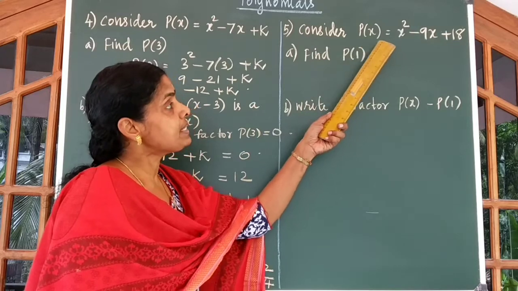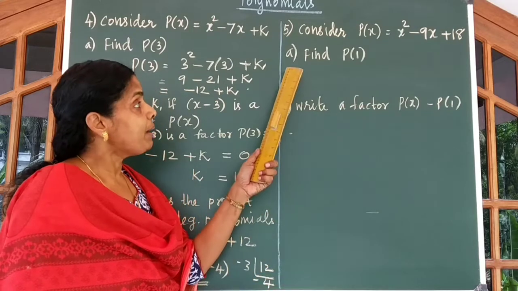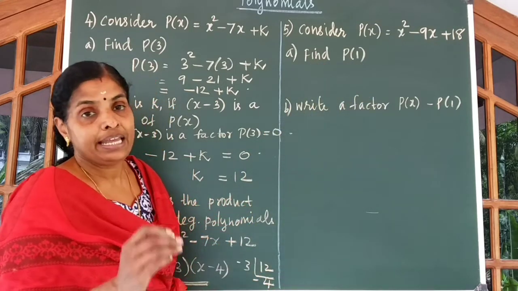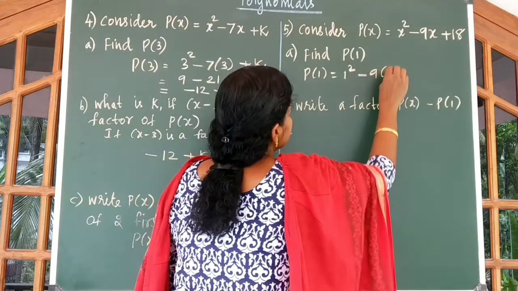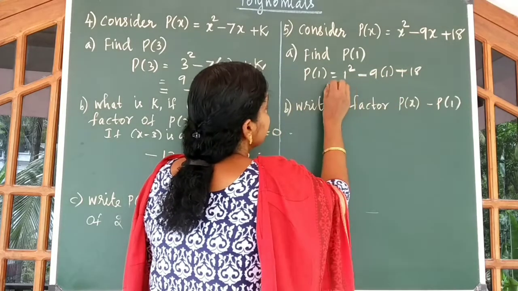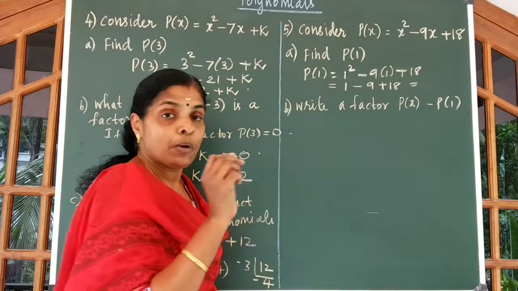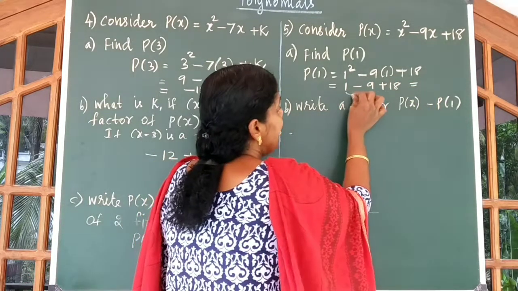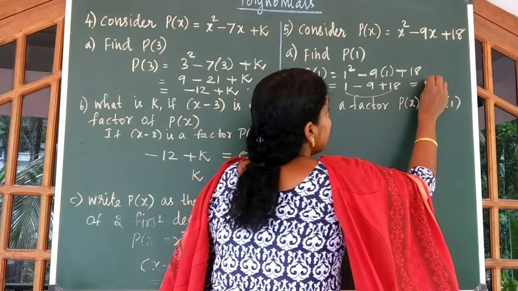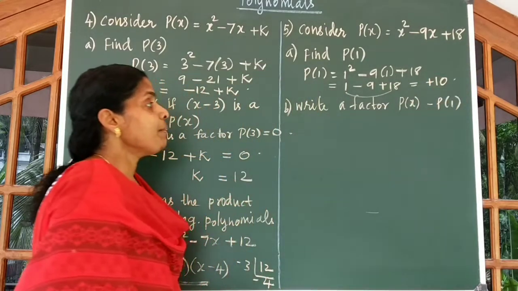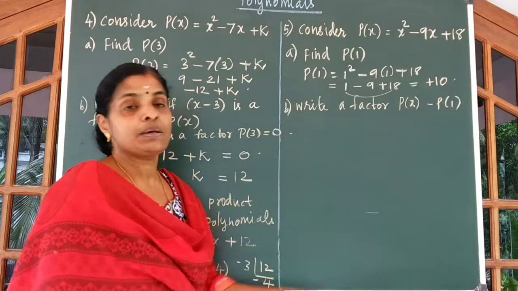Consider p of x is equal to x square minus 9x plus 18. A part, find p of 1. Let us find out p of 1. P of 1 is equal to 1 square minus 9 into 1 plus 18. This gives you 1 minus 9 plus 18. Add the positive numbers together. If you add these two, you are getting 19. 19 minus 9 gives you plus 10.